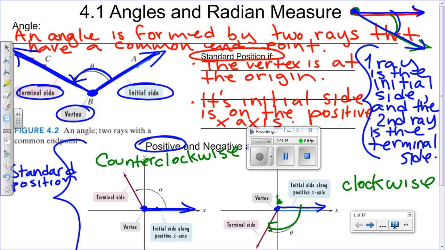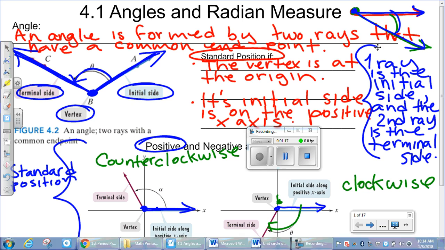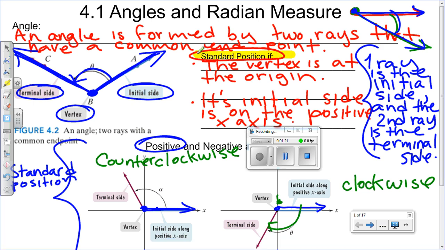Now, something very important. If you have a highlighter, please highlight it. Standard position. For an angle to be in standard position, it has to satisfy two conditions. First, we need to have the vertex at the origin. And I'm going to continue asking you throughout the day and throughout the semester. Standard position.